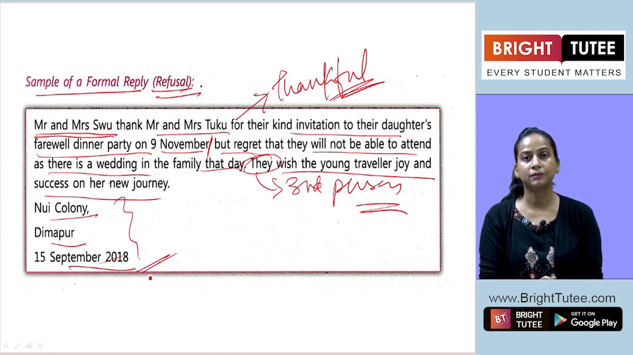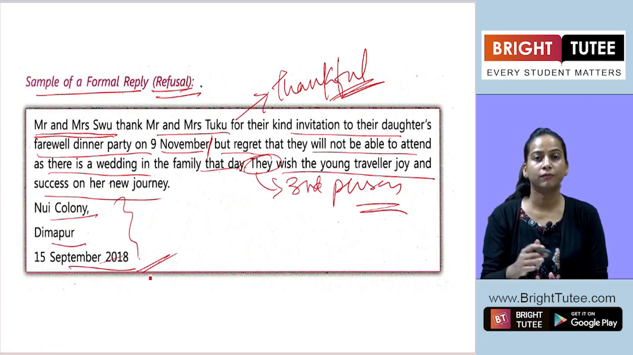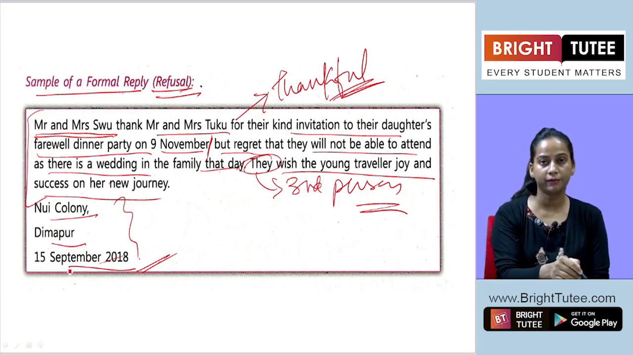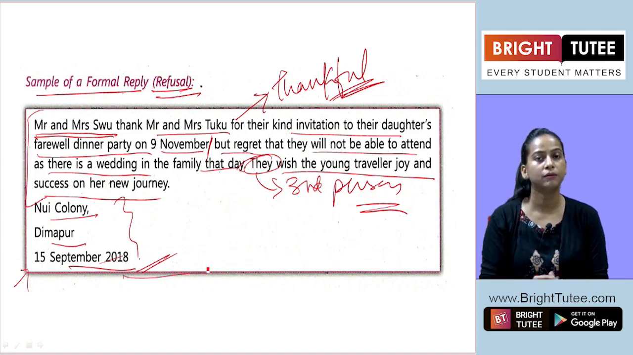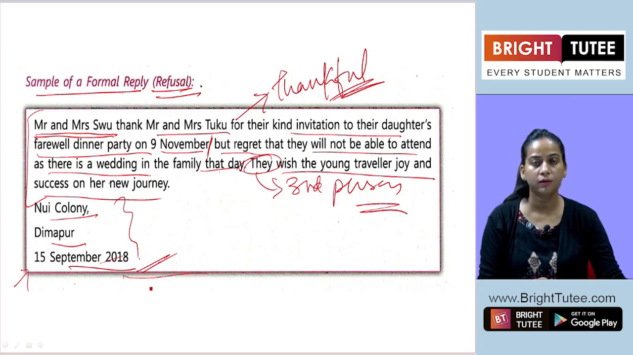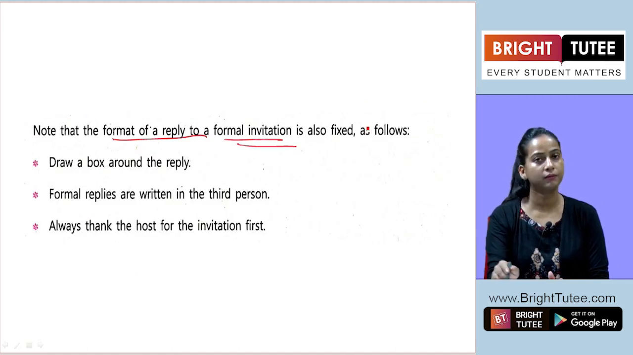So that is the format of the formal reply that you are giving. Either you are going to give your acceptance or you are going to refuse. For that also we have seen the particular format they have followed for formal reply. The details will be there and the address and all, and it must be within the box. So let's look at the different points related to the formal reply. The format of the reply to a formal invitation is fixed.